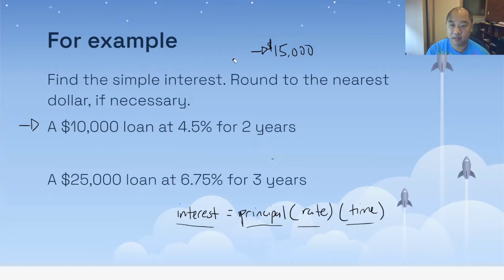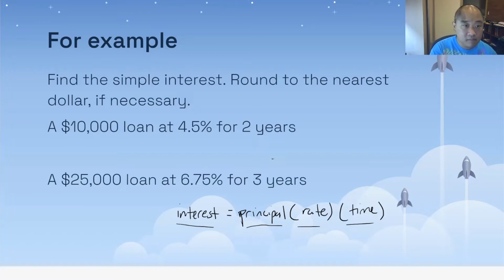And I'll keep this equation down here so you can see it. So let's say that you borrow $10,000 and the loan rate is 4.5%. And you borrow it for 2 years. That means you pay back, let's say, some amount of money every month for 2 years. So you pay back 24 times. So how would we do that?